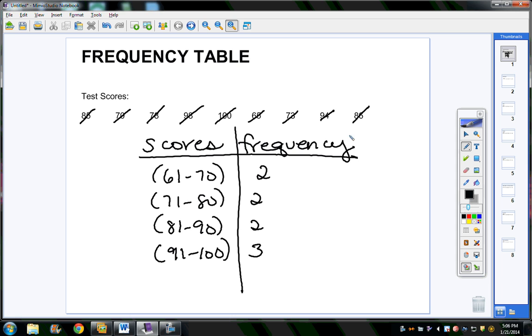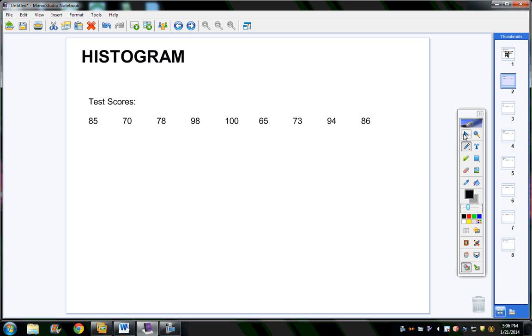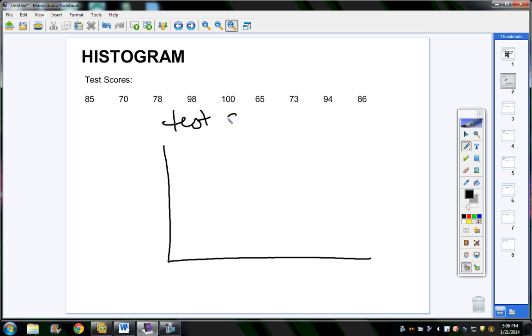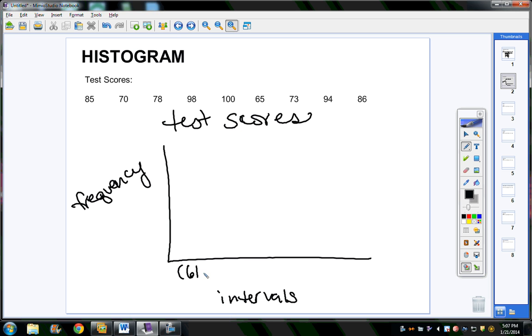Now, the frequency table makes it really easy to create a histogram. So I've got the same scores here, and I'm just going to create a histogram. And when I do that, again, you want to include a label, something like test score, some sort of title of the histogram. This is going to be frequency over here. Again, sorry about my handwriting. And then these are going to be the intervals of the scores. So again, my intervals were 61 to 70, 71 to 80, 81 to 90, and then 91 to 100.